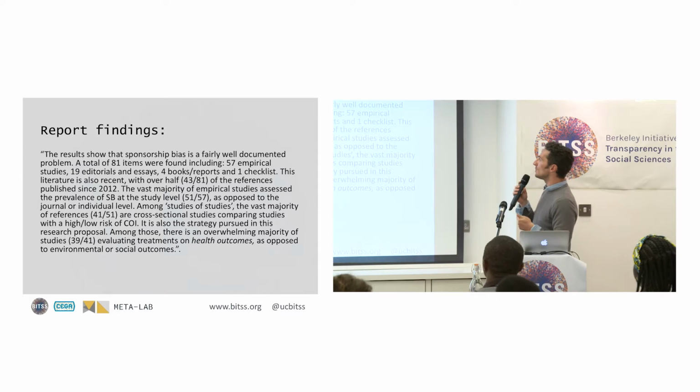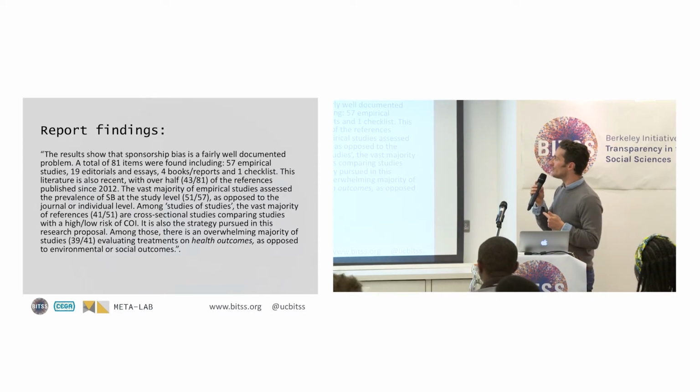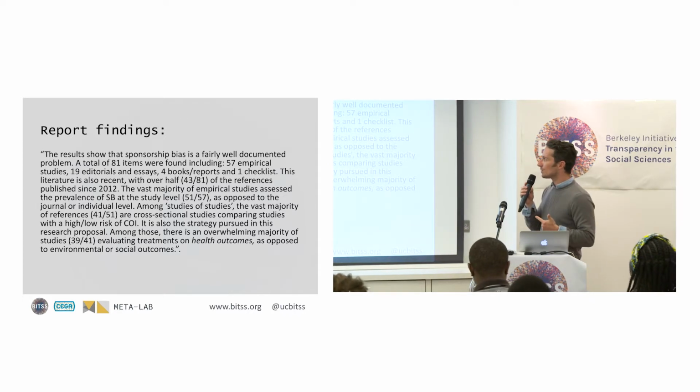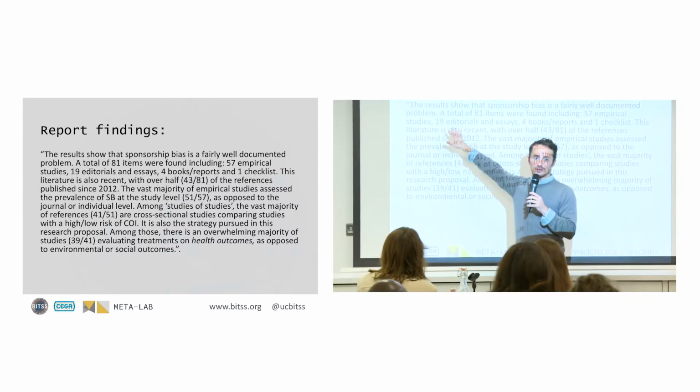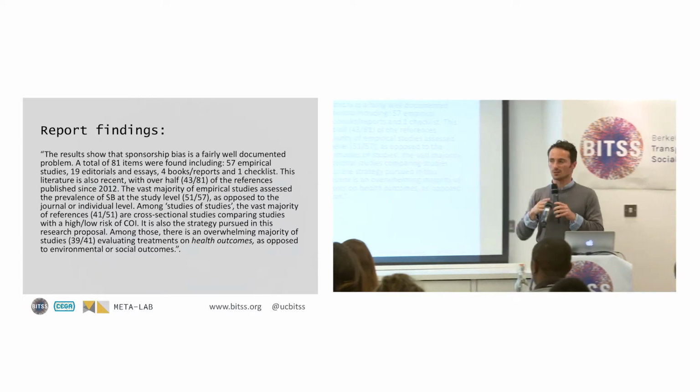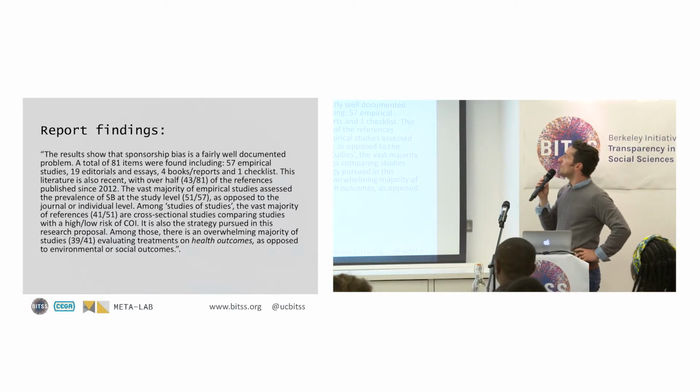It's a well-documented problem. A total of 81 items were found, including 57 empirical studies, 19 editorials and essays. Okay, these days I exclude them. It's one of my filters, right? Exclude editorials. 4 book reports and white checklists. This literature is also recent, with over half of these studies published since 2012.